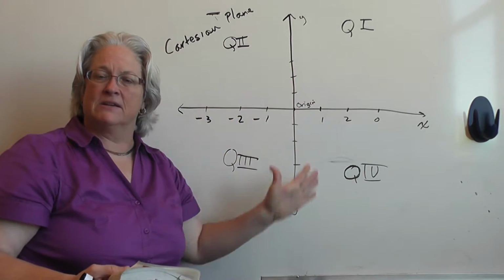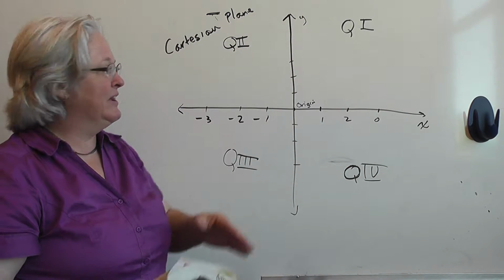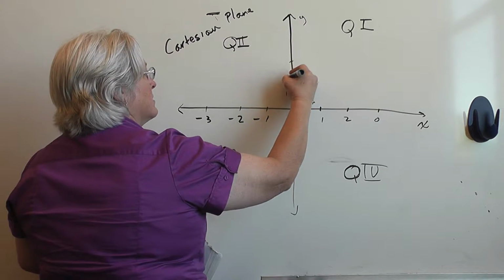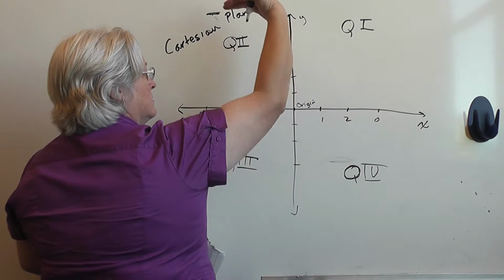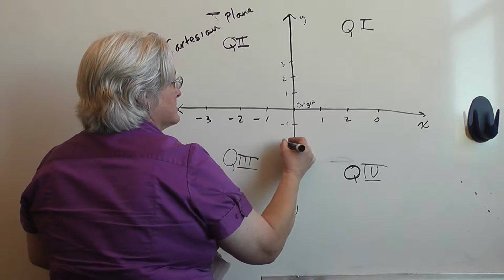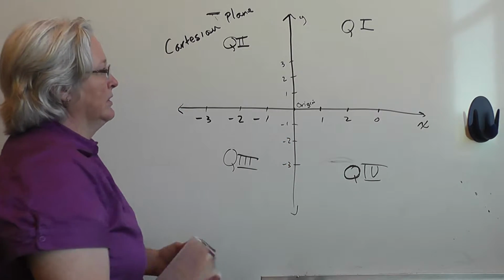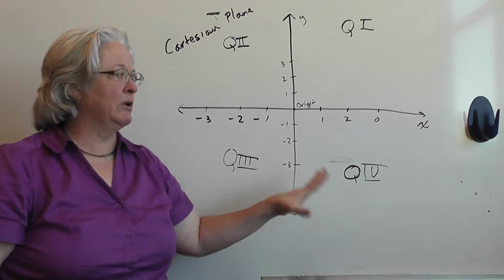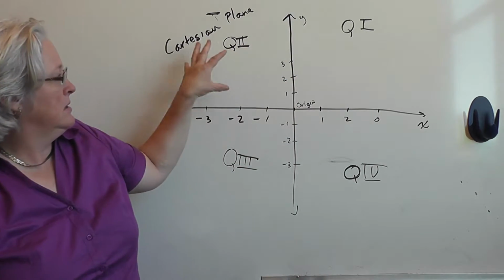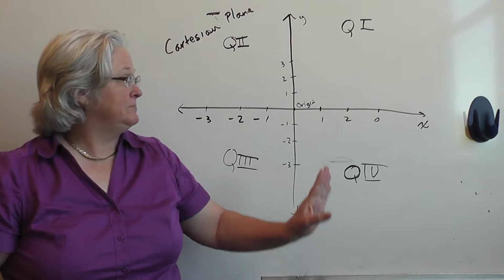Our y-axis, we're going to put the markings on that, positive, negative, just as you would on a thermometer. Positive values go to the top of the x-coordinate. Negative values are to the bottom of the x-coordinate. So we have quadrant 1, 2, 3, and 4. We have all positives. We have different relationships between our ordered pairs.